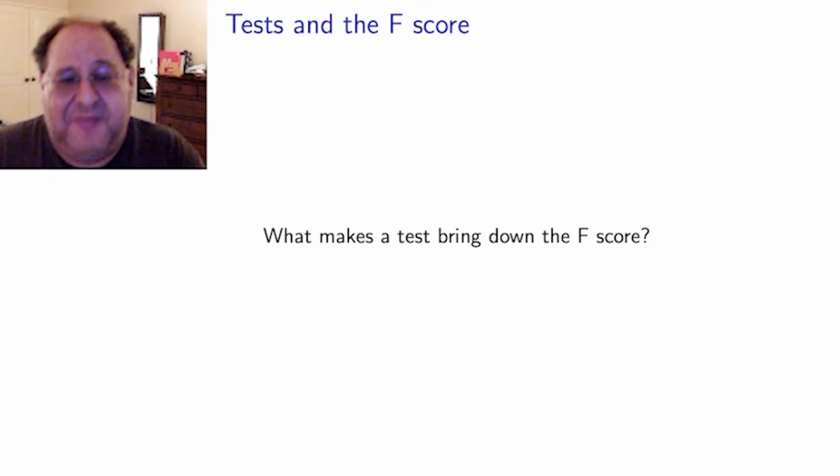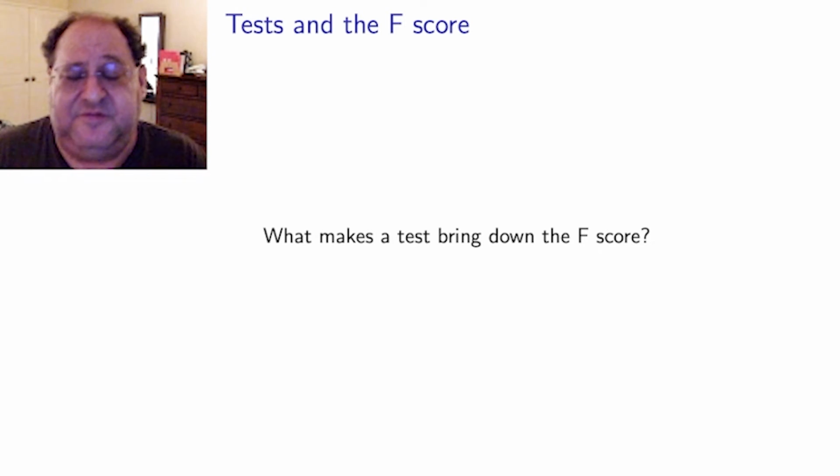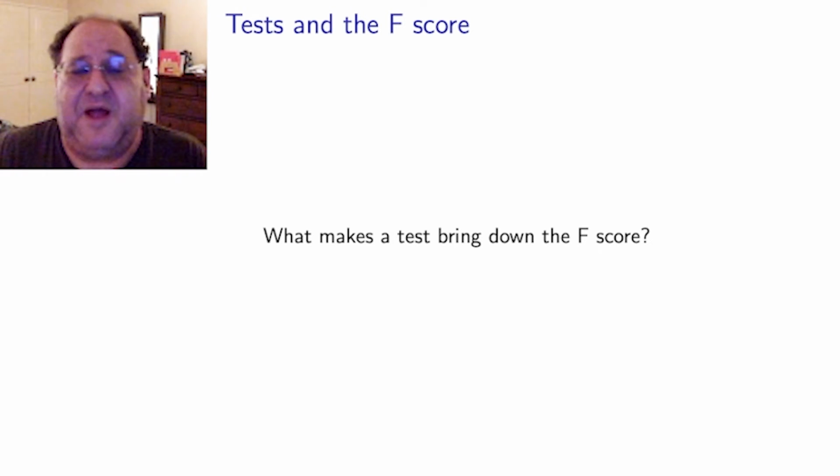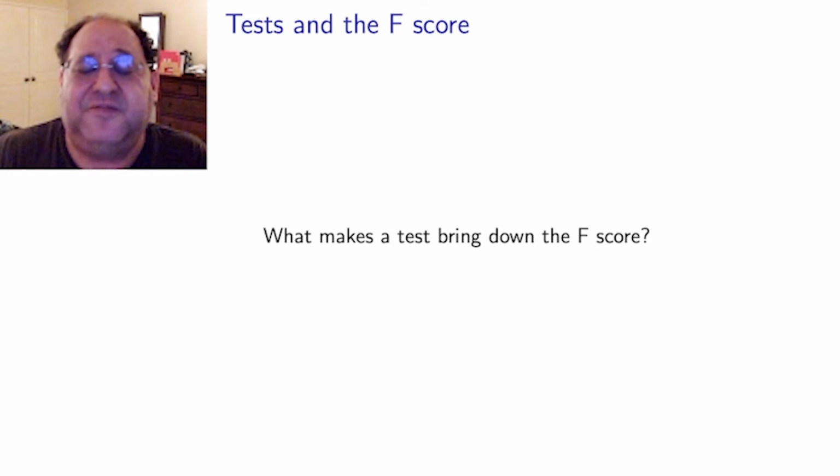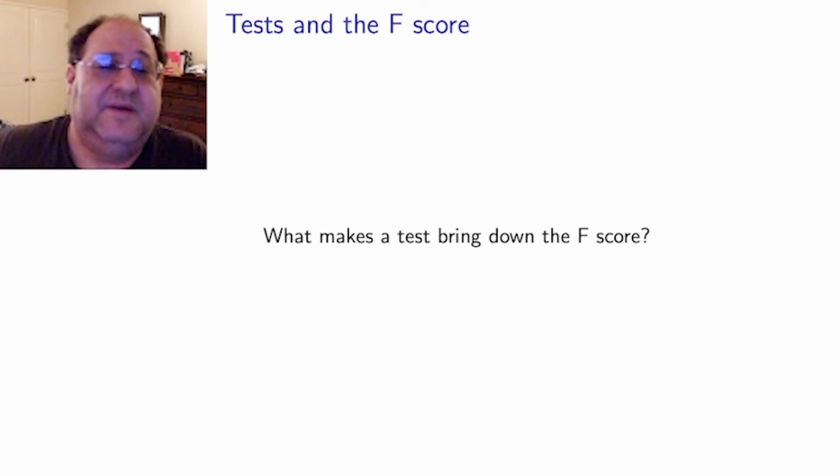So now we have a measurement of quality that's informed by the business because we let the business choose the beta. So now that we have all this information, let's think about how we can improve the F score. What kind of features of a test will look good.